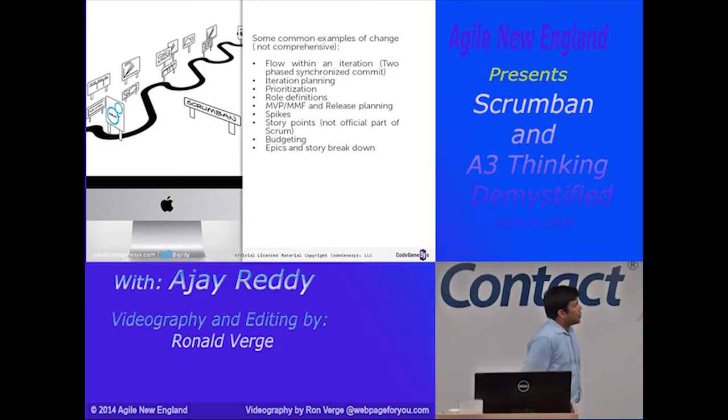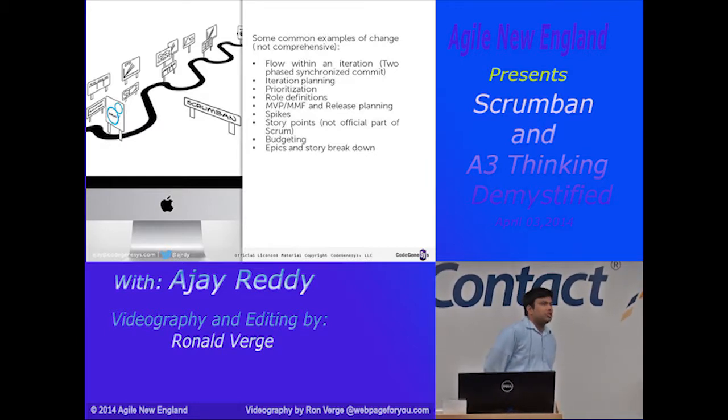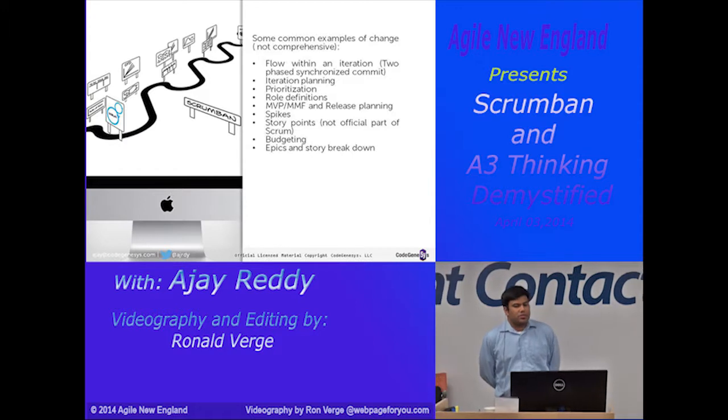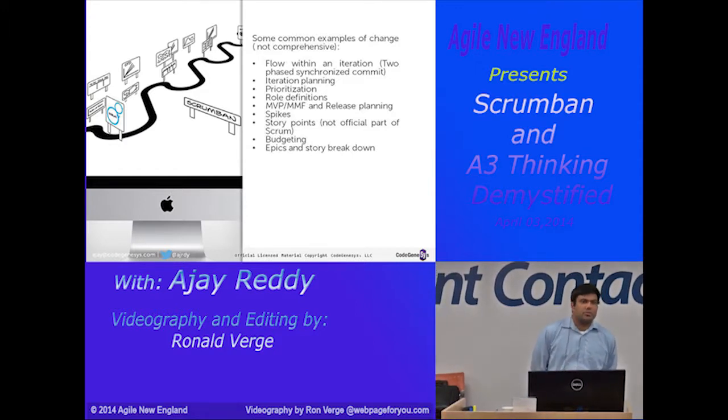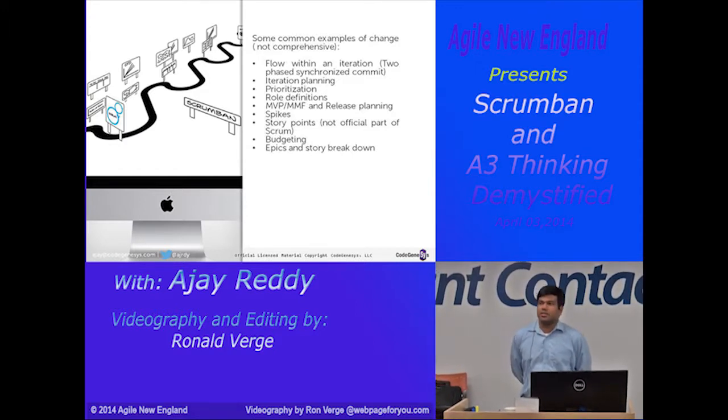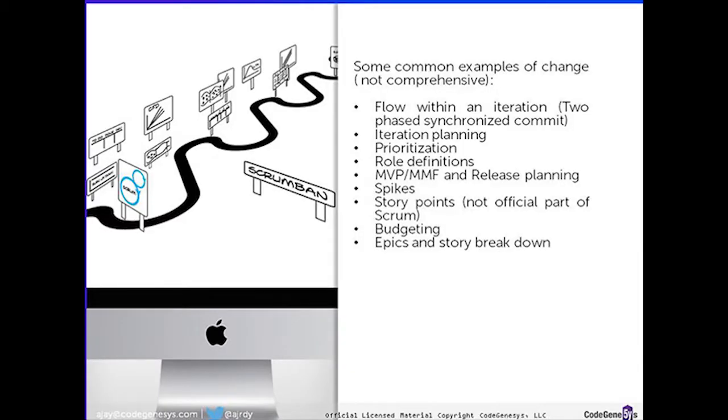You can improve flow within an iteration. You can change the way you plan iterations. Your prioritization that the product owner typically does, that can change. Role definitions can change. MVP, minimum viable product, and minimum marketable feature and release planning, that changes. Spikes, story points, budgeting. Take your favorite Agile Scrum concept and you can help improve it.